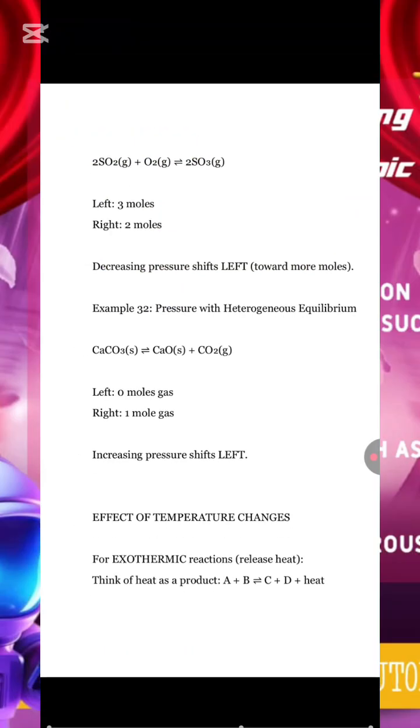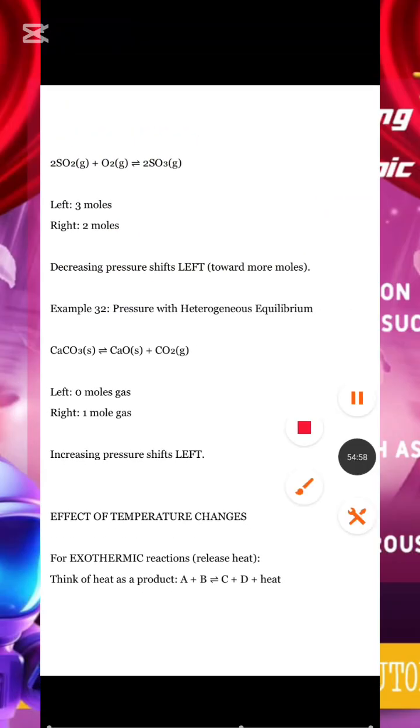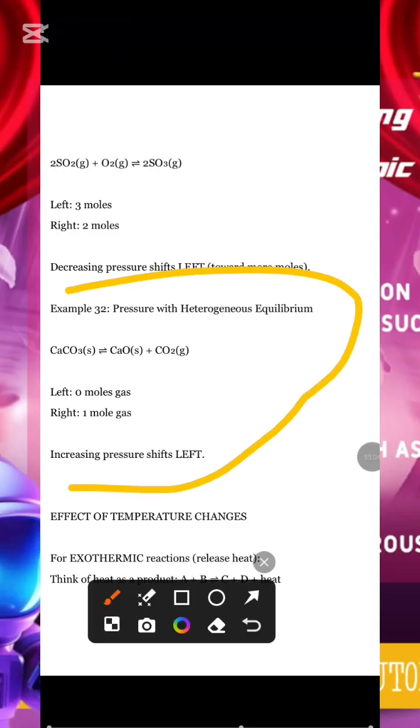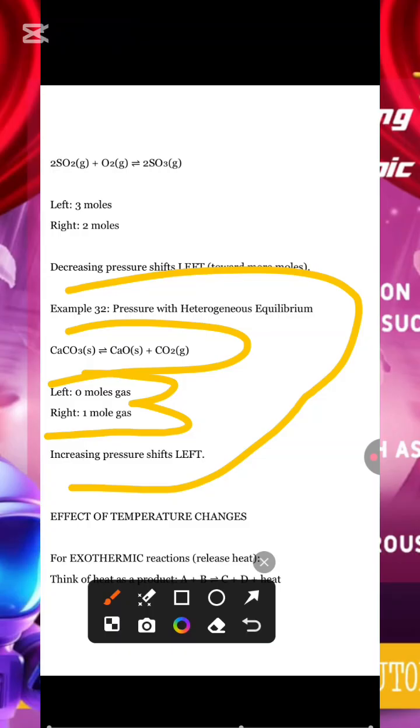Now also observe example 32. You can see the equation right here. Now check the left side. Do you have any gas? No. You only have gas on the right, just 1 mole of CO2. On the left side, you have CaCO3 and it's a solid, so you have 0 moles of gas. Remember that gas is the major target here. You have 0 moles of gas on the left and only 1 mole of gas on the right.